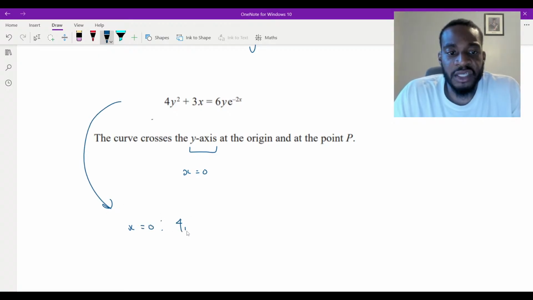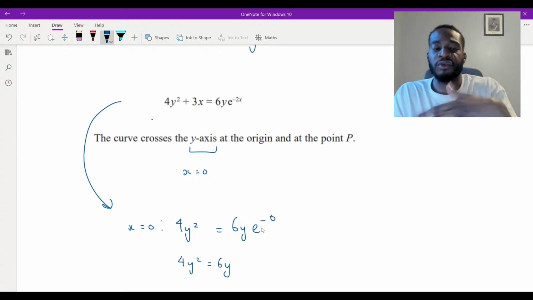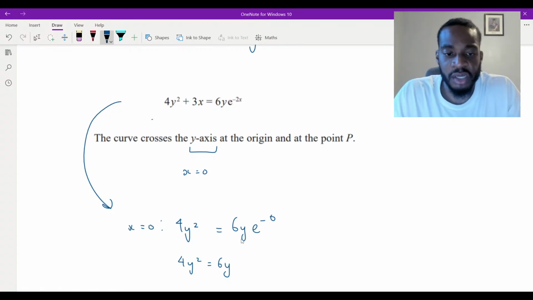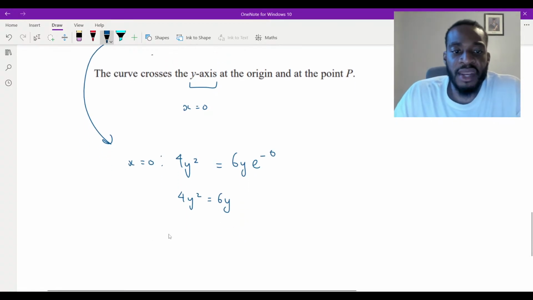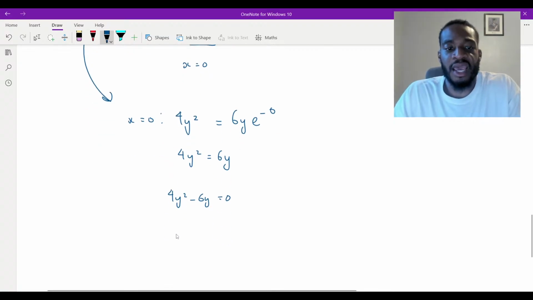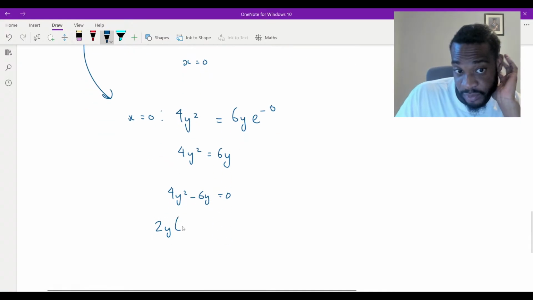It's going to be 4y squared. Nothing's going to be there. It's going to be 6y e to the minus 0, isn't it? Like that. If I plug in 0 into there, that's just going to be 4y squared is going to equal 6y, because e to the negative 0, that's e to the 0, that's 1. So I get that there. Solving that is going to be 4y squared minus 6y is equal to 0. Take out a 2y. Is that correct? That's fine. Minus 3 is equal to 0.